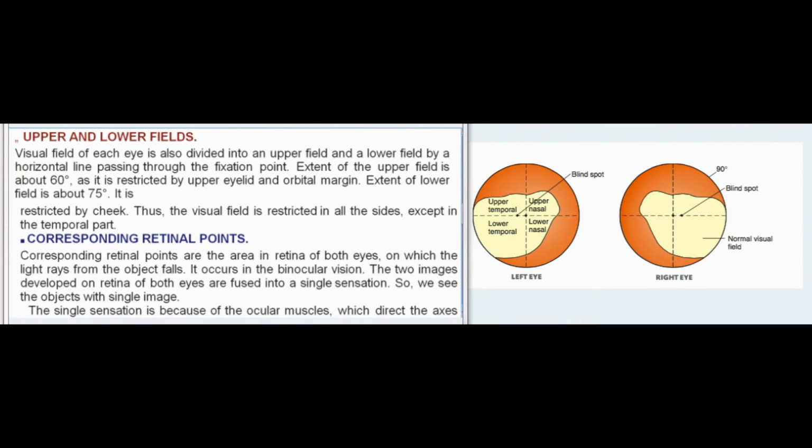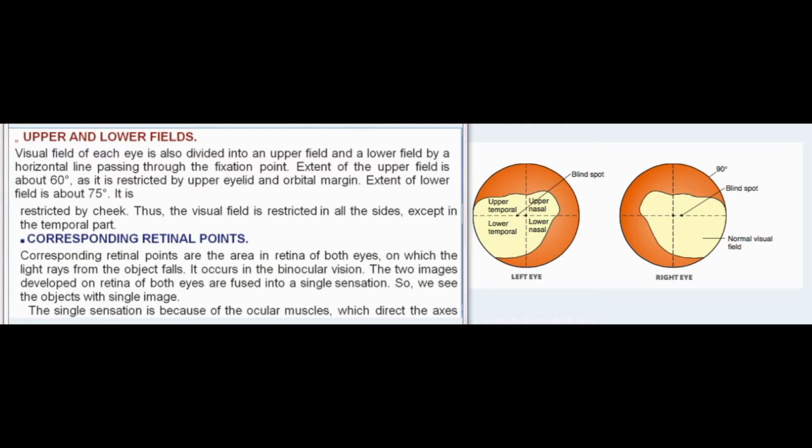Upper and lower fields. Visual field of each eye is also divided into an upper field and a lower field by a horizontal line passing through the fixation point. Extent of the upper field is about 60 degrees, as it is restricted by upper eyelid and orbital margin. Extent of lower field is about 75 degrees. It is restricted by cheek. Thus, the visual field is restricted in all the sides, except in the temporal part.